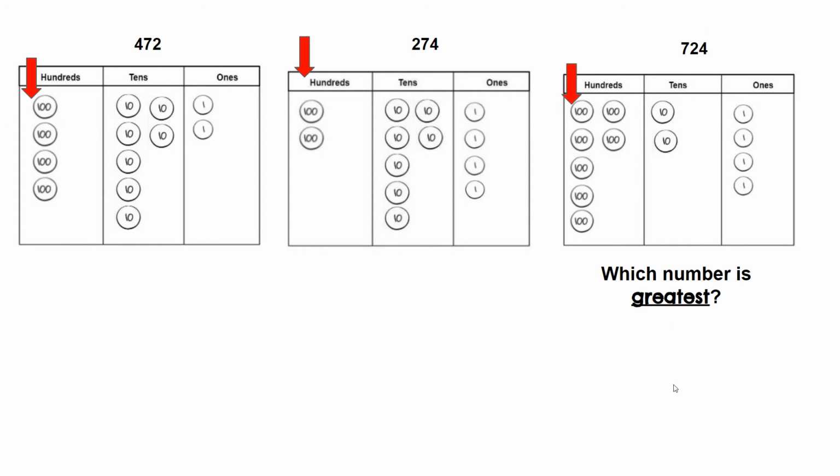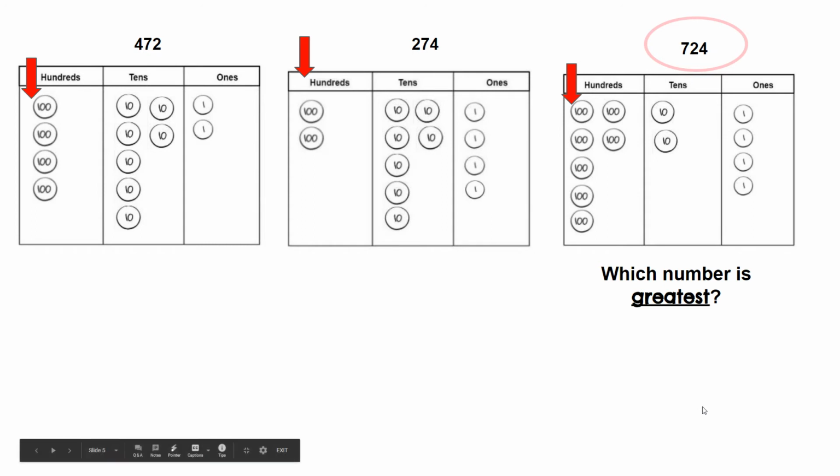Now, which number is greatest? Right! Automatically, 724 is the greatest number. 724 has the greatest value. Okay? Now, here is the other question.